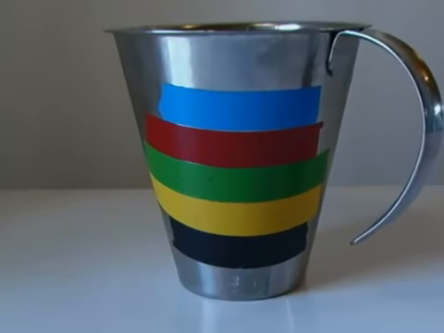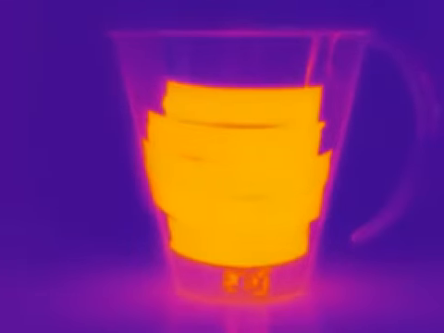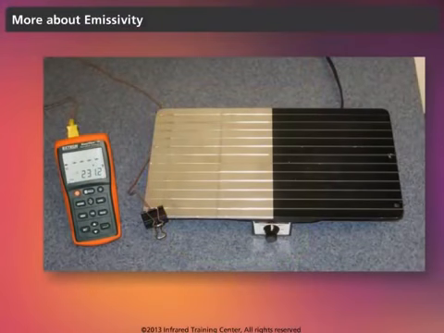Consider this cup filled with hot water. We have placed plastic tape of varied colors on the cup. Switching over to the infrared image, we can see that all the different tape sections look the same. Hence, the different colors of tape have the same emissivity. Let's learn a little bit more about emissivity.